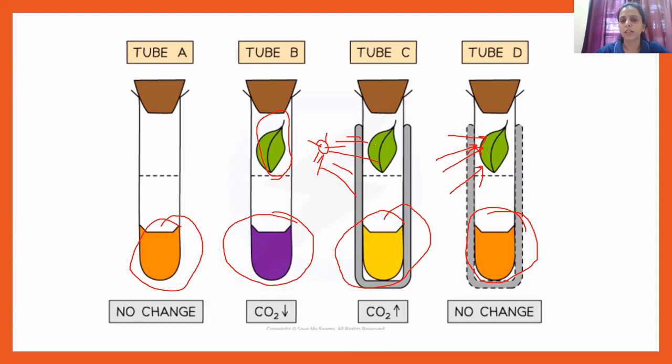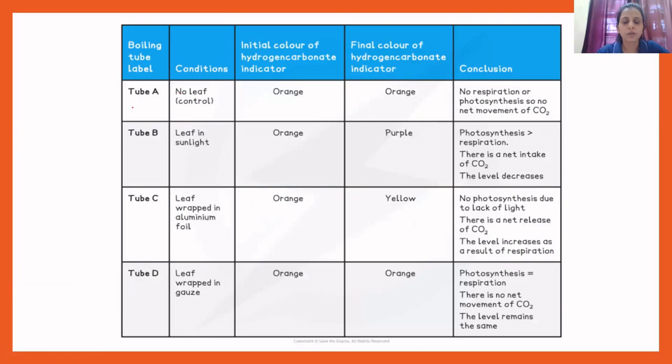In test tube C, the rate of respiration is higher than the rate of photosynthesis. No photosynthesis took place because of the aluminium foil which was blocking any sunlight falling on the leaf. Then in test tube D, the rate of photosynthesis is equal to the rate of respiration. You can just go through this table.